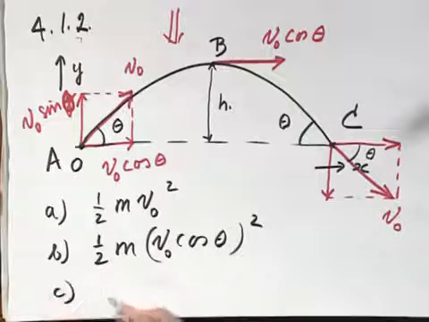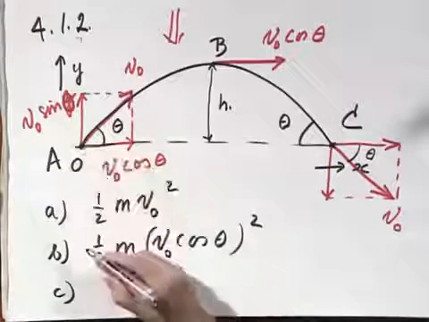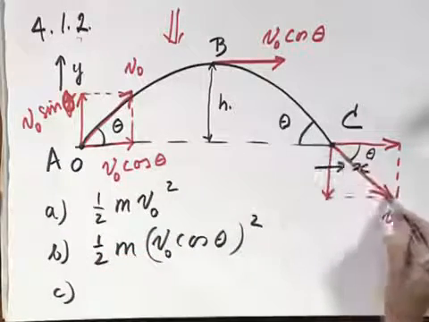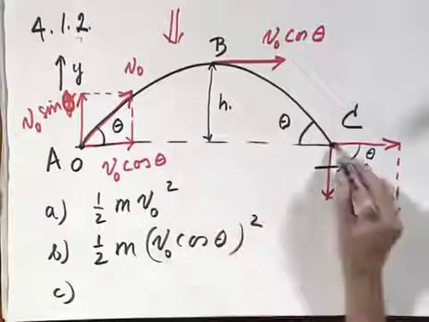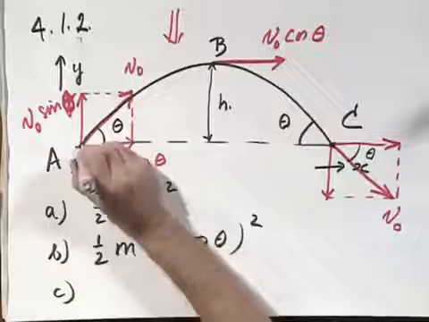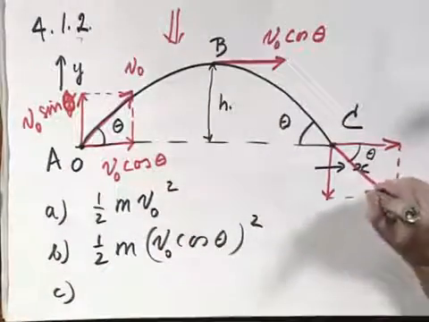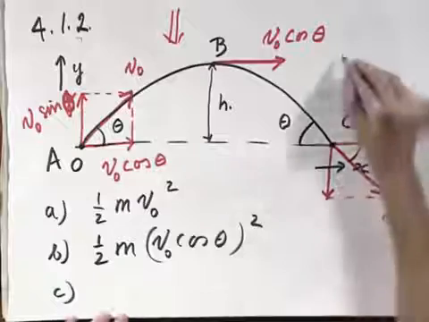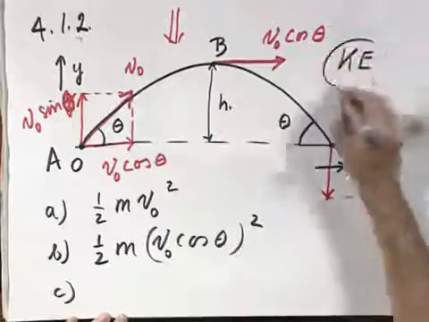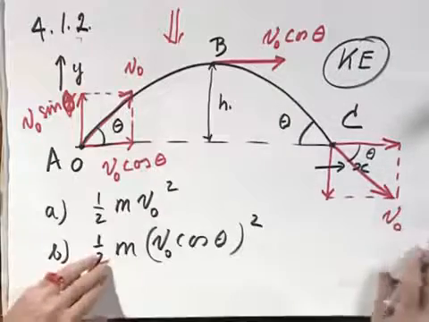And what is the kinetic energy at point C? It must be the same as the kinetic energy at point A, because the velocity is the same here. No, I should not say the velocity. The speed is the same here as the speed is there. But the velocity is in a different direction. But kinetic energy is a scalar. Kinetic energy is not a vector, so it is the speed that matters.